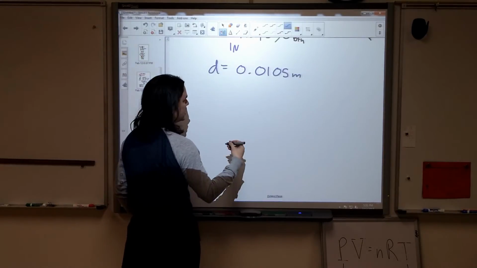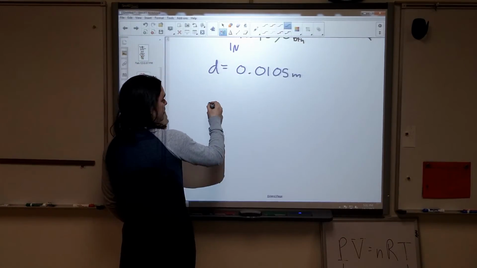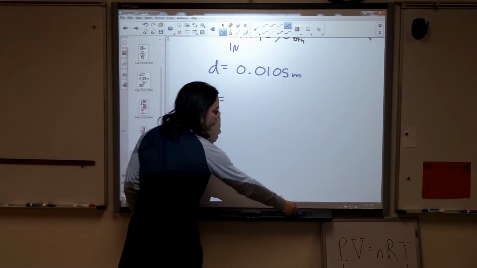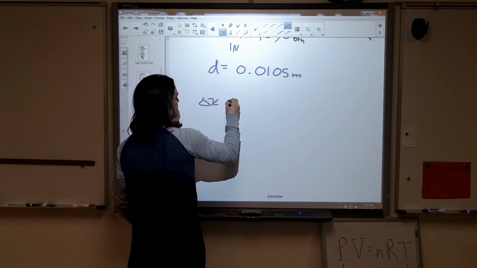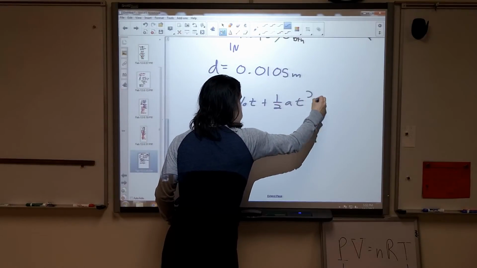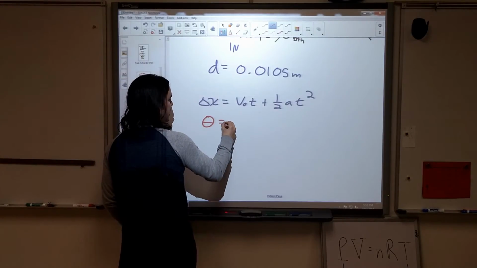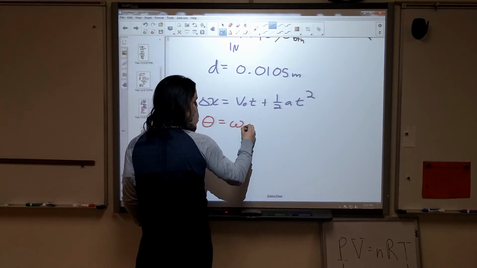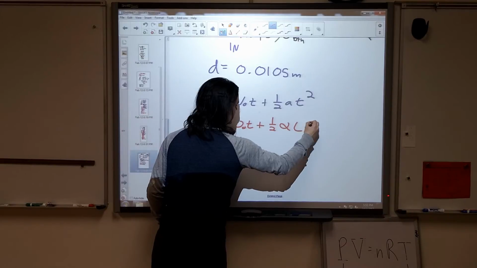All right, time and angular acceleration. A great place to go for that are our kinematic equations. Let me give you the original one that you're more used to seeing: delta x equals v naught times time plus 1/2 a t squared. Now, when we change this over to our rotational analogs, delta x becomes theta, our angular displacement, v naught becomes omega naught, so theta equals omega naught times time plus 1/2 alpha t squared.